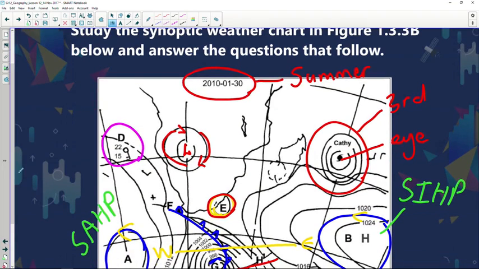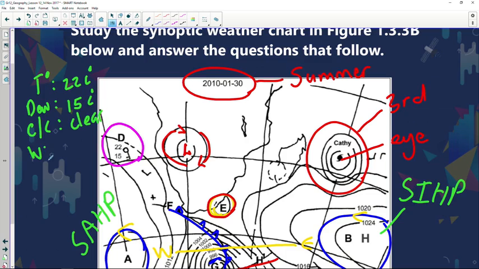Now, as you can see over there, they ask us to describe the weather conditions for weather station D. Now, as you can see, what's the temperature going to be? 22 degrees Celsius. What's the dew point going to be? 15 degrees Celsius. What's the cloud cover? It's clear skies. What's the wind direction? Wind direction is going to be south, southeast. And the wind speed is going to be 10 knots.